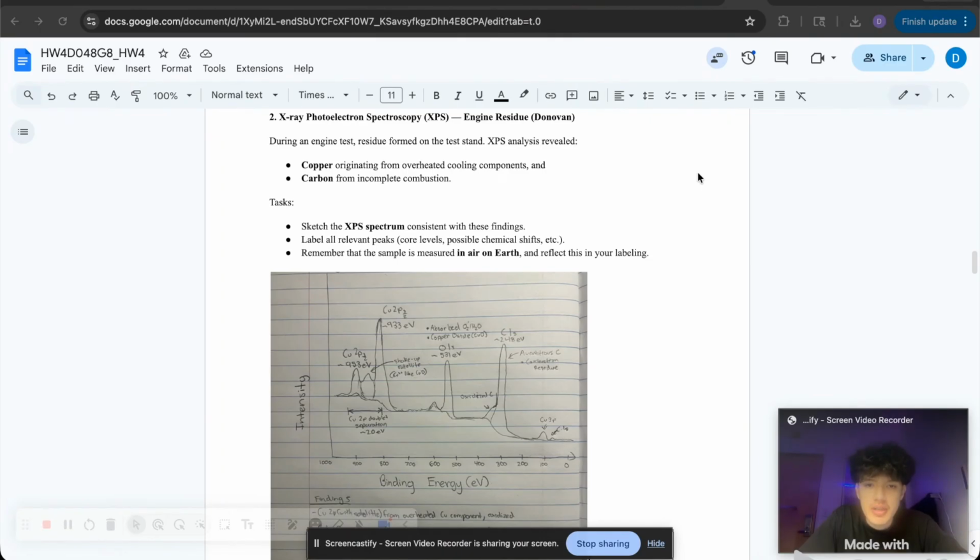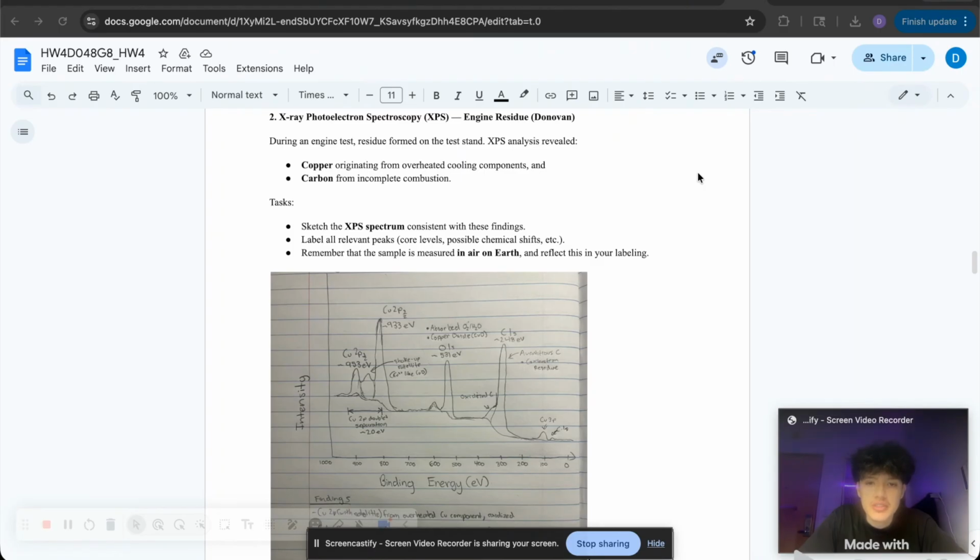To generate the combined XPS spectrum, we first identified the characteristic core level peaks for each element present in the sample. For carbon, we included the C1s peak at around 285 electron volts, which is typical for hydrocarbon or graphitic carbon produced during incomplete combustion.